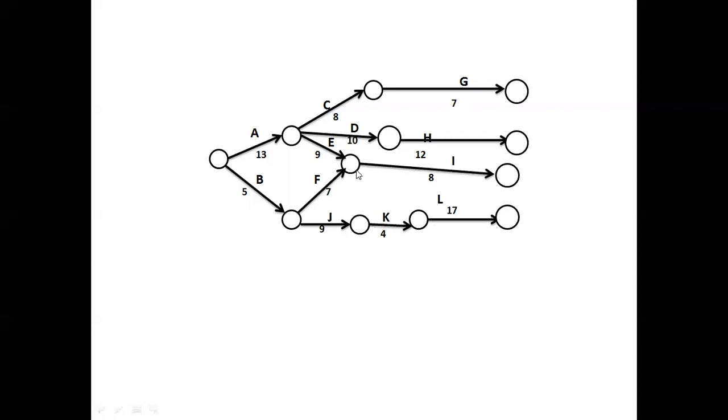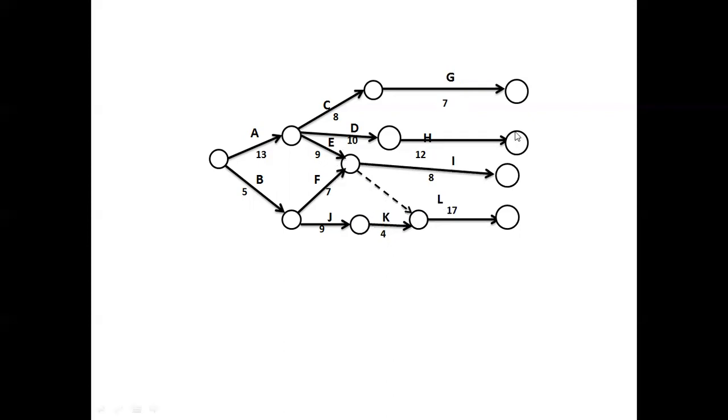Here I will draw a dummy activity, that is a dotted arrow, which will show the constraint relationship for activity L. So it means that L is controlled by K, as well as this L is controlled by E and F.